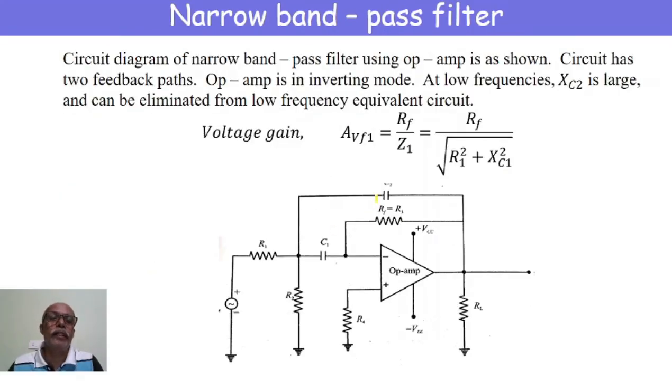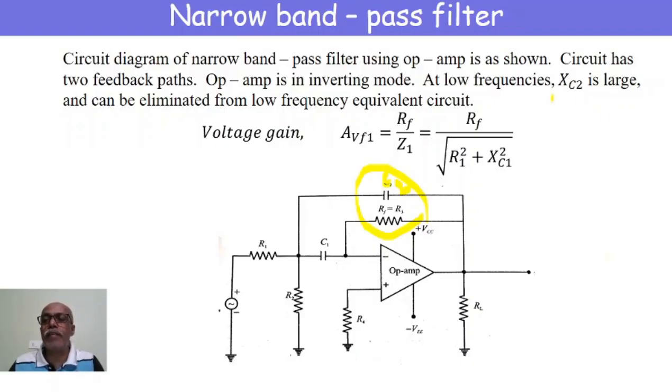Now coming to the second band pass filter, called the narrow band pass filter. The circuit diagram of this filter is shown over here. It has two feedback paths. You can see here it has two feedback paths. This is C2, and this is C1. The op-amp is in the inverting mode, whereas the non-inverting terminal is grounded.